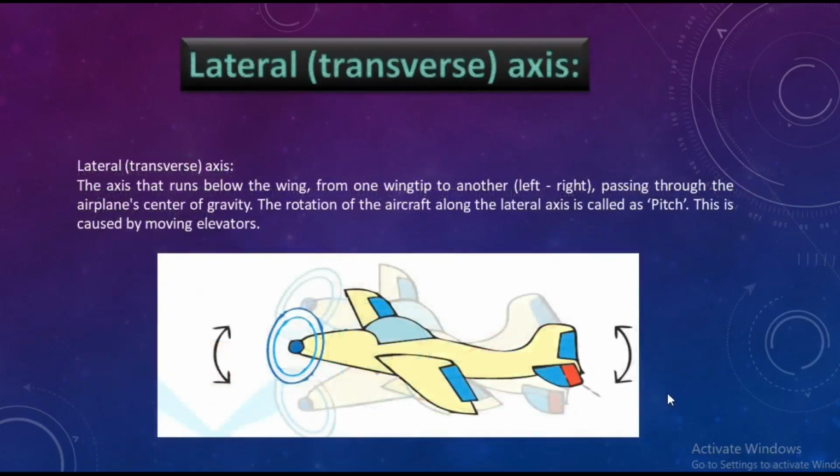Next, lateral or transverse axis. Basically, the axis that runs below the wing from one wingtip to another, passing through the airplane's center of gravity. The rotation of the aircraft along the lateral axis is called pitch. This is caused by moving elevators.